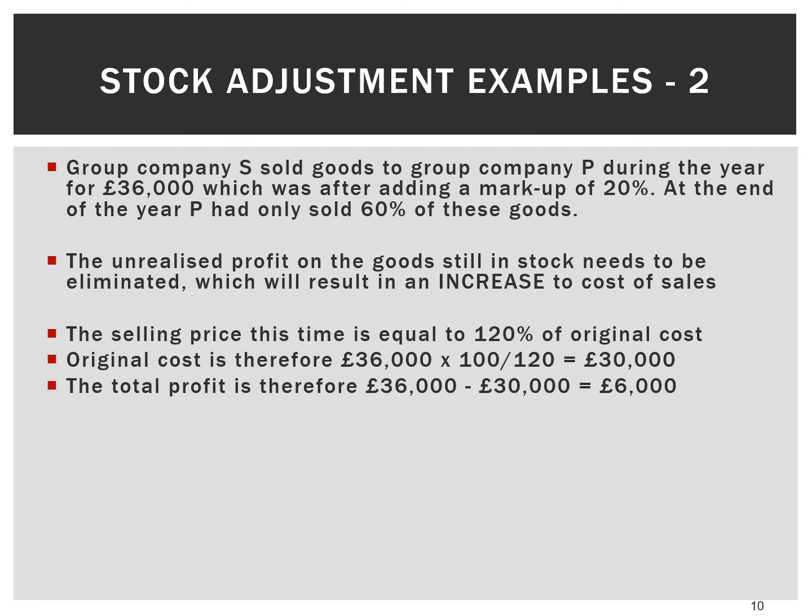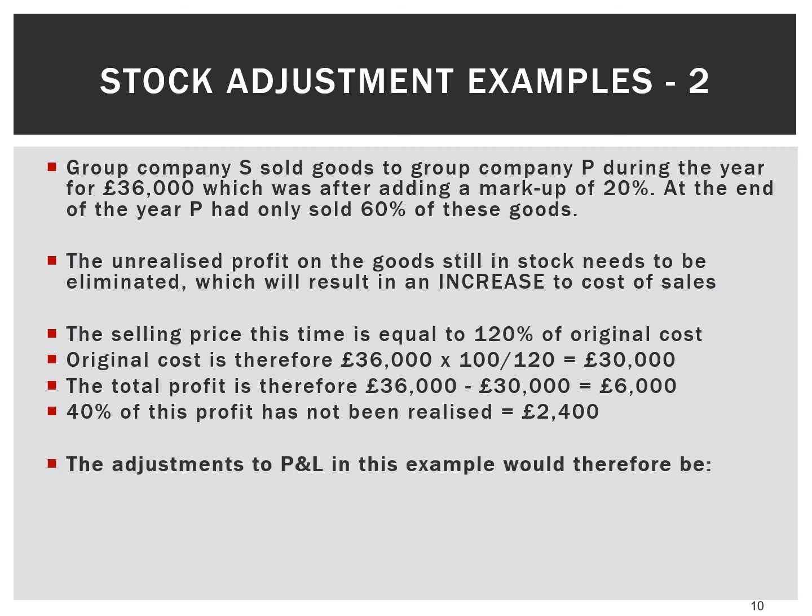If we wanted to work out the total profit, then we could simply multiply the selling price by 20 over 120. That would give us the profit figure. So this time 40% of that hasn't been realized. We've only sold 60% of the goods, so we've got to eliminate £2,400 of profit.